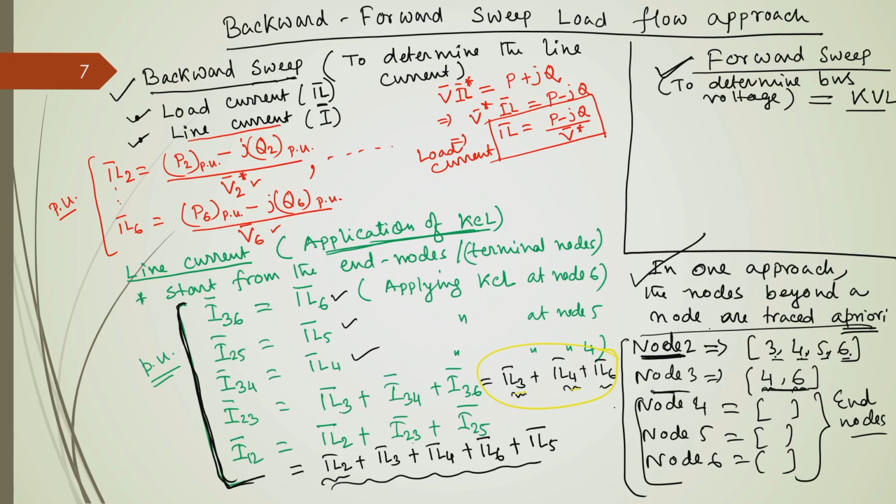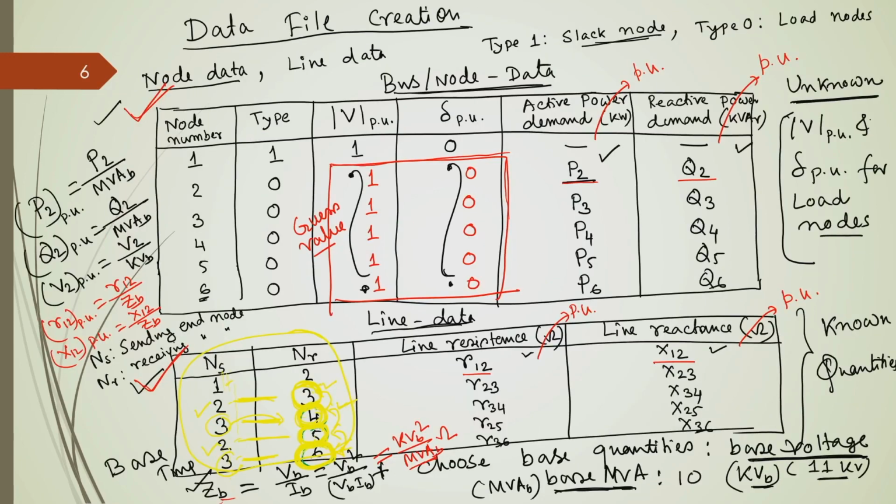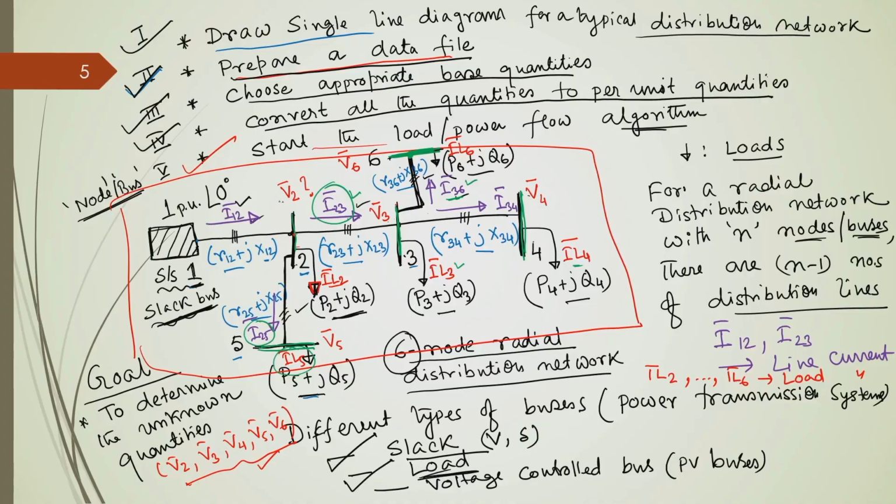Why in the previous case was it the backward direction? Because you see, in order to find how much current will flow through this line 1 to 2, I need to know how much current is flowing through node 3, node 4, node 5 and node 6. So, I need to find out those currents which are independent, and that is why we start from the terminal nodes, because this current I 12 is a function of all these load currents. So, you cannot determine this value without determination of individual load current or individual line current.